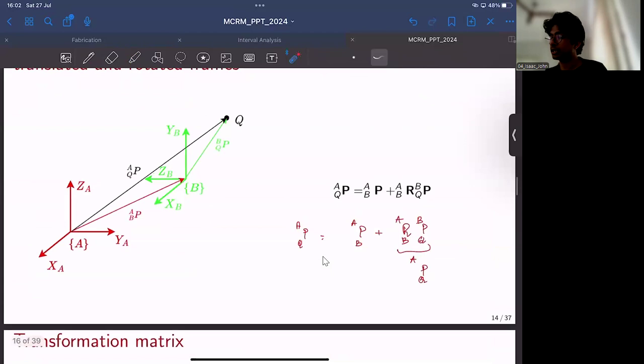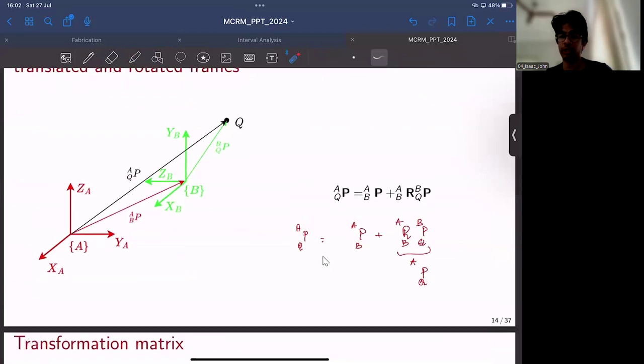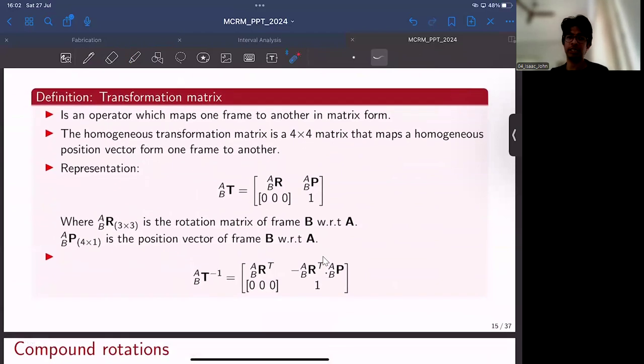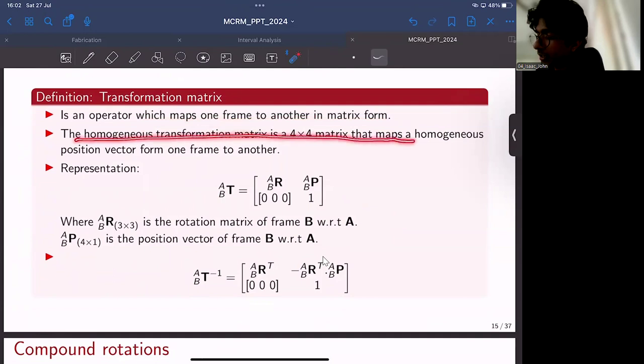And instead of splitting position and rotation separately, you can combine the translation and rotation into a single operator, a single transformation matrix. We'll look into more details of it. This transformation matrix is an operator which maps one frame to another in matrix form. The homogeneous transformation matrix is a 4x4 matrix that maps a homogeneous position vector from one frame to another.